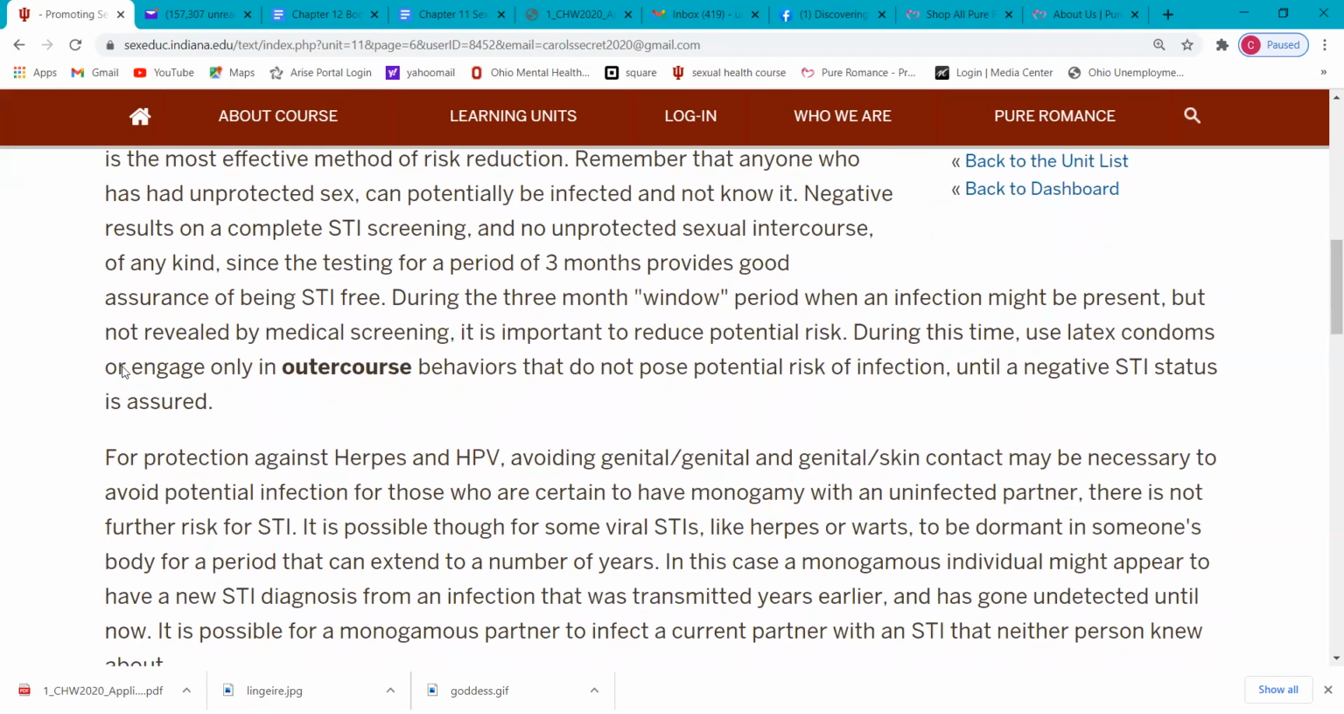So first, during the 3-month window period when an infection might be present but not revealed by medical screening, okay, it is important to reduce potential risks during this time. So the use of latex condoms or engaging in outercourse are behaviors that do not pose potential risk of infection until a negative STI status is assured.